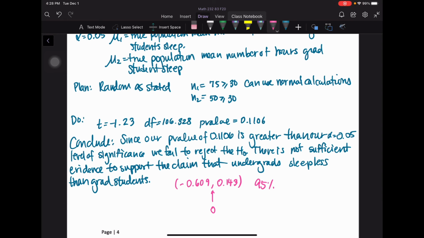Notice that in the previous problem, when we did have a p-value where we rejected, the interval showed all negative values. If it shows all negative values or all positive values and 0 is not in the interval, then that means we do have evidence that there's a difference. But this interval contained 0, which means that there isn't evidence of a difference.